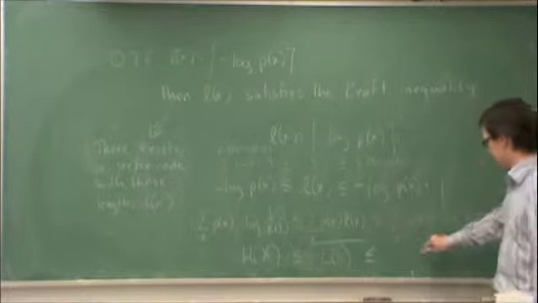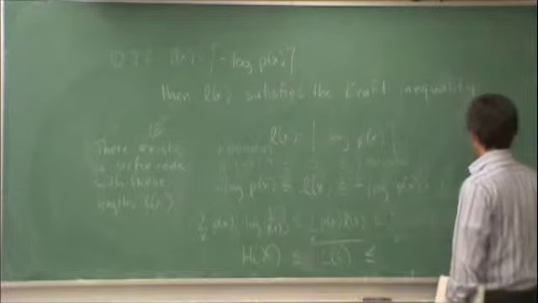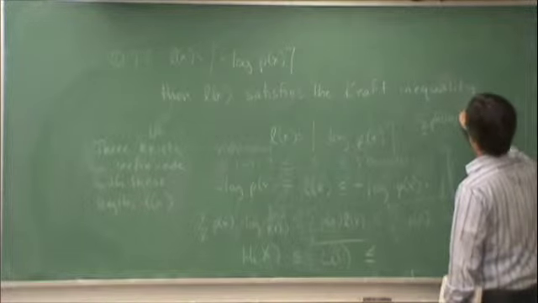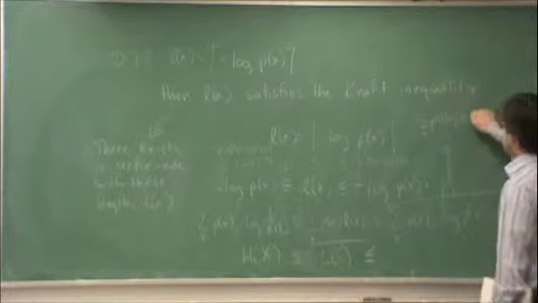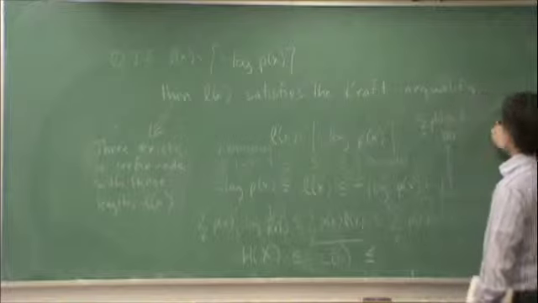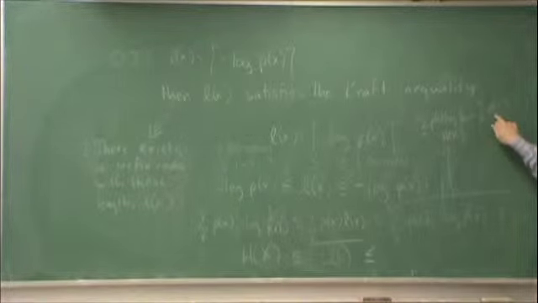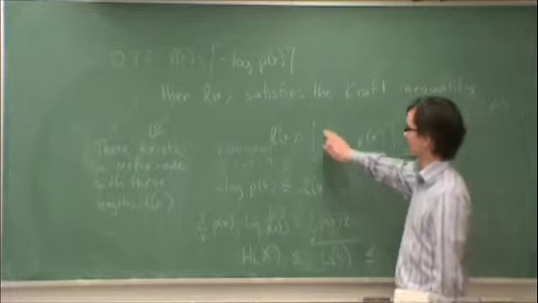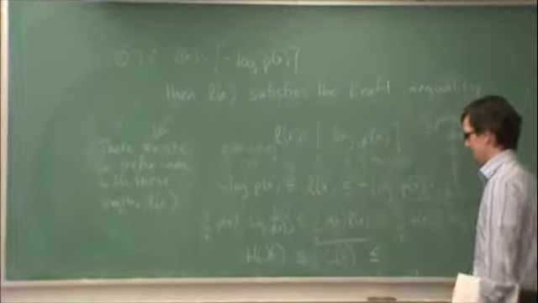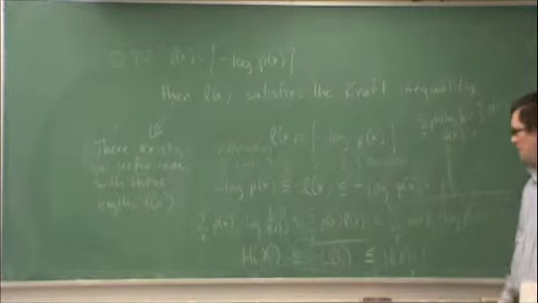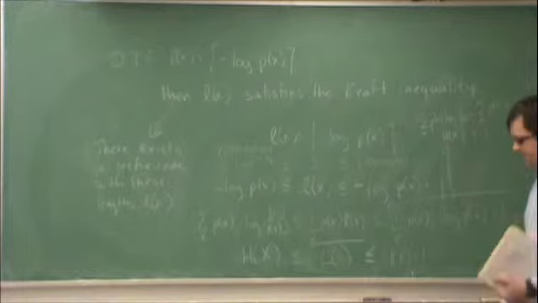So I can break this up into, take this up here, sum over x, p of x, log 1 over p of x, that's the first term, plus sum over x, p of x. This is entropy, and this is what? Sum over x of p of x is 1. So the average length, if I pick a code with these lengths, is sandwiched between entropy and entropy plus 1 bit.